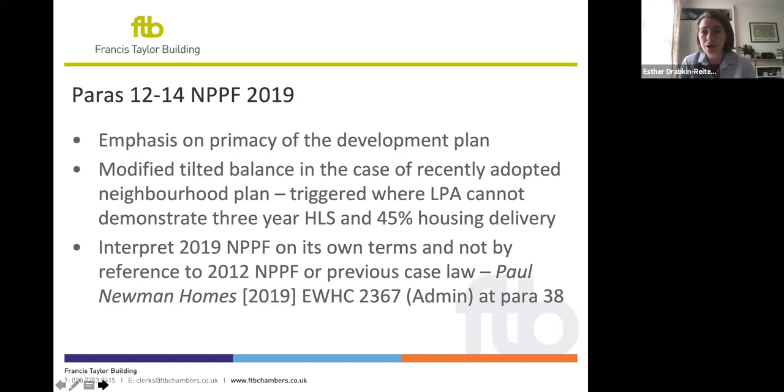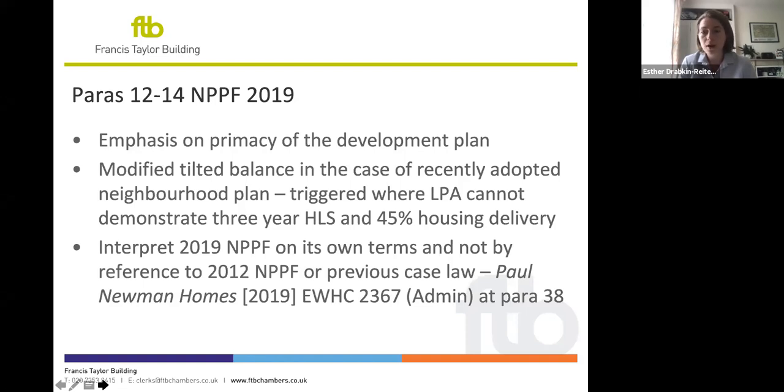However, it's important to note that this word likely is included here. So it's still very much a matter of planning judgment. And it's not automatic that limb 2 will apply where those 4 requirements are satisfied. It's also important to note, as I've put on that slide, that the courts have indicated that the 2019 NPPF should be interpreted on its own terms and not by reference to the previous NPPF or to case law.